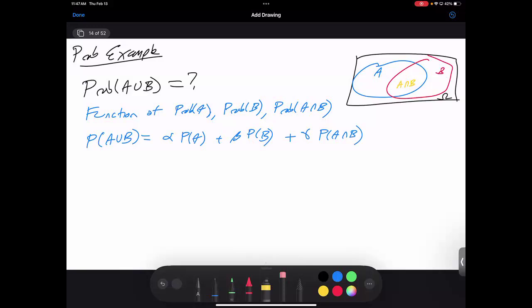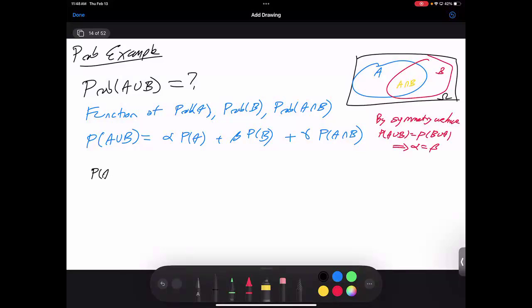Good, so we should still have symmetric. So by symmetry, we have the probability of A union B is the probability of B union A. So what can we deduce? Alpha equals beta. And so now what we can do is we can start forming a table.